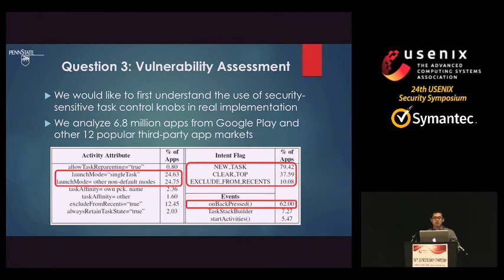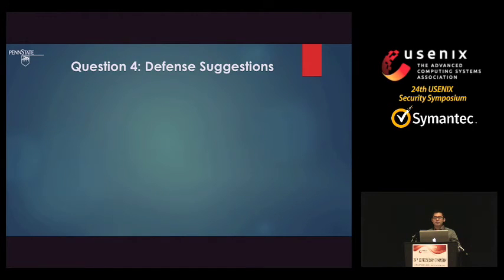For instance, more than a quarter of these applications use non-default launch mode. And intent flags are heavily used in the majority of applications. And also, almost 2/3 of the applications will customize the back button clicking behavior. So given this pervasive use of task control knobs, for defense, simply disabling these features will hurt user experience and app functionalities. And we have two alternative ways to do this.